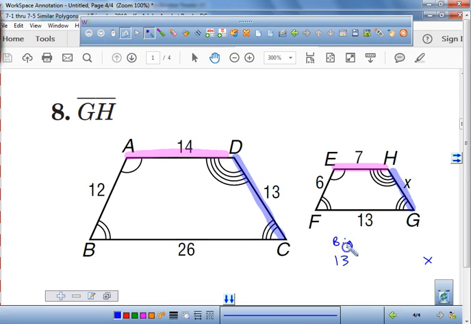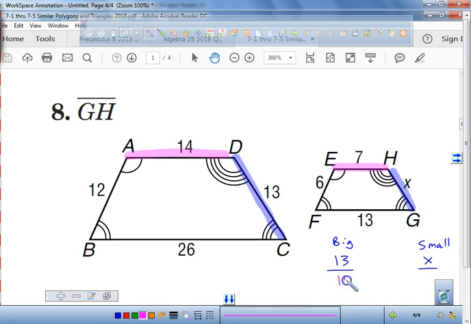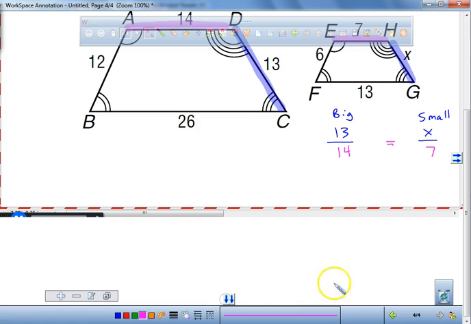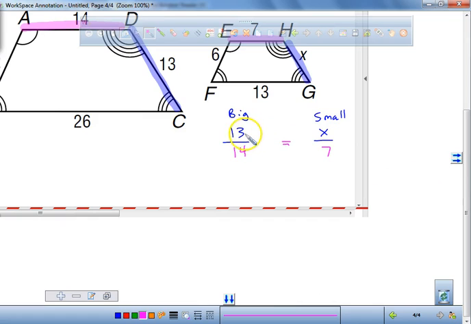Well then, right now, 13 is on my base. Right now, I'm comparing big to small. So I'm doing 13 to 14 equals x over 7. I'm kind of color coordinated. This is how you set up your proportion. You have to set up your proportion correctly. Notice, blue to blue, purple to purple. Big to small, big to small. So order matters when you're setting up a proportion. You could set this proportion up incorrectly if, for some reason, you got those inverted.